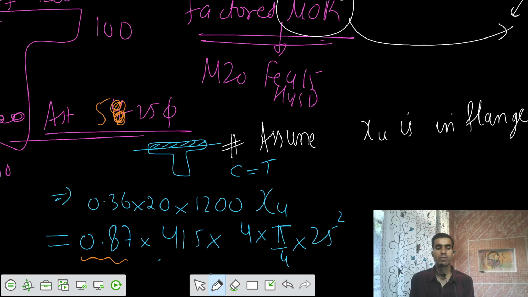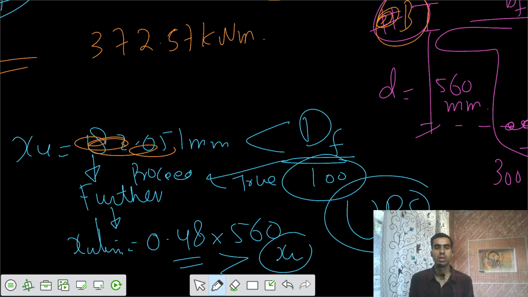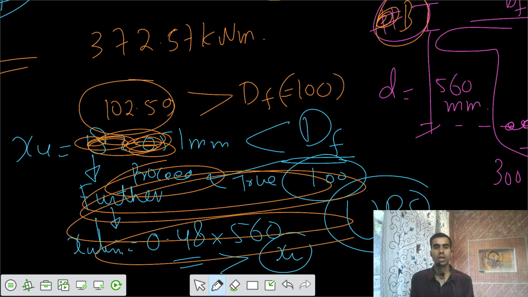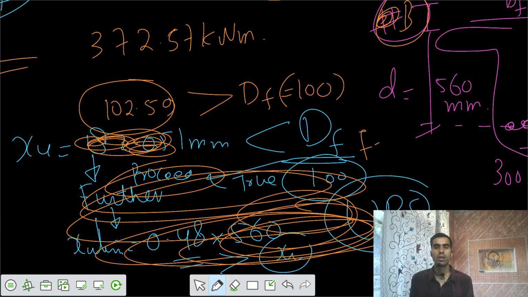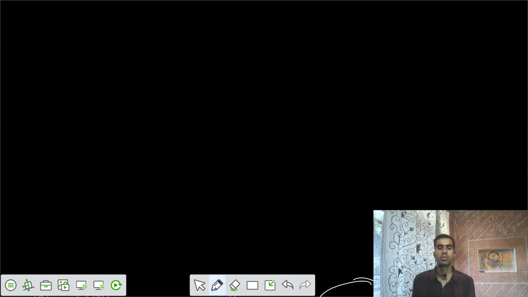I would say 0.87 Fy Ast, where your Ast is 5 bars of pi by 4 into 25 square, and after solving it, you would get a value of xu equals to 102.59, and that is greater than Df, 100. So your Df is lesser than xu, so your assumption is not true. That means the assumption is false, so we need to consider that the neutral axis is in the web.